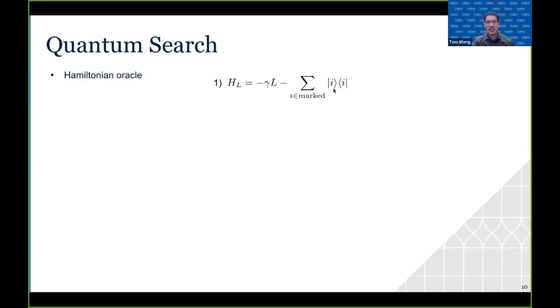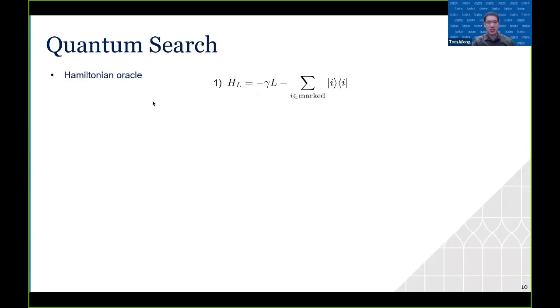So I mentioned that this ket is how we write a column vector. This thing that's the flip version of it, we call it a bra, and that is a row vector version of it. So it's the conjugate transpose of it. So this is a column vector times a row vector. So this is an outer product, or a matrix. So we add this Hamiltonian oracle to it, and that's how we mark our vertex while we're walking.